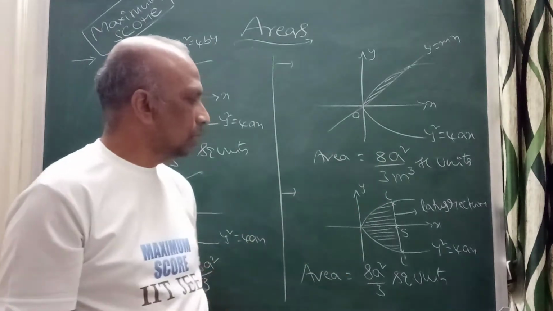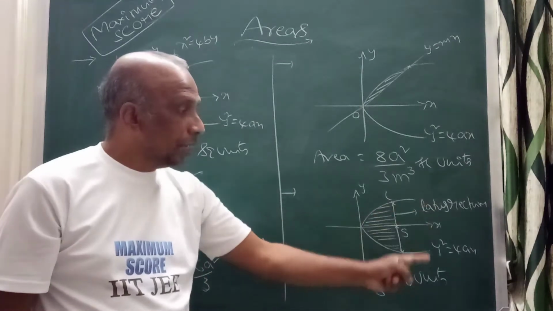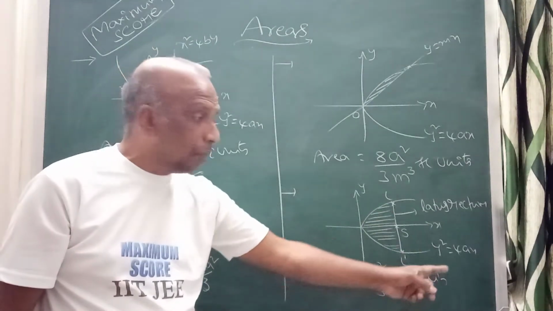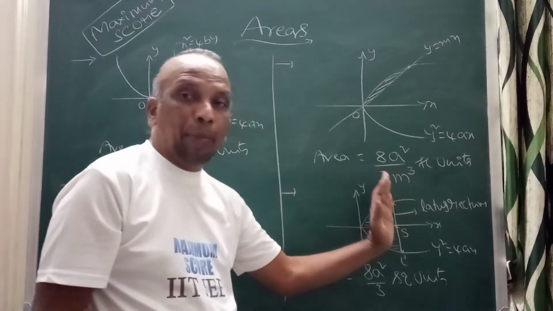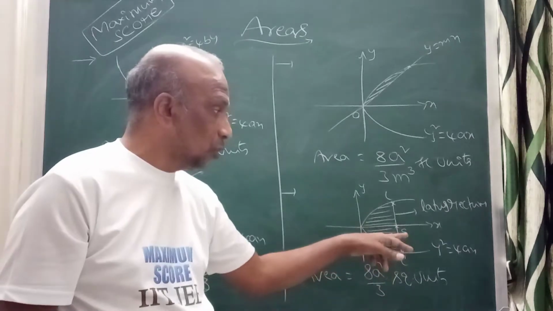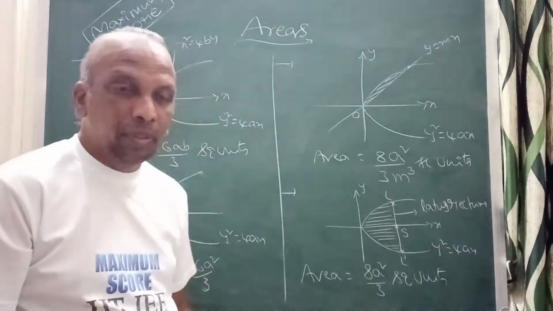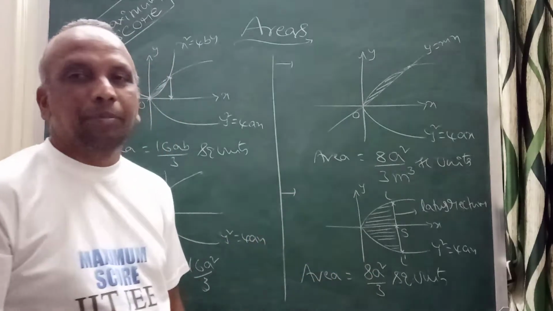That is a. Similarly here, suppose the area between the parabola y square equal to 4x and its latus rectum. A line perpendicular to the principal axis passing through the focus is called the latus rectum. So the required area is 8a square by 3.